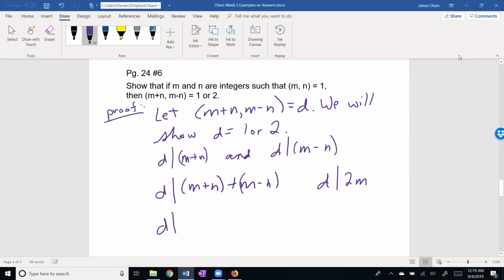D also has to divide another linear combination. The next linear combination I want is 1 times m plus n and negative 1 times m minus n. And if you distribute the negative 1 through there, we get the opposite of m plus n. So therefore, D divides 2n. So D is a common divisor of 2m and 2n.